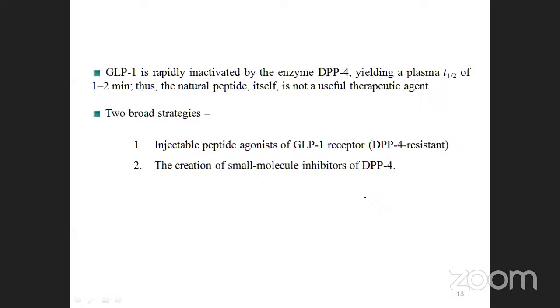So the enzyme is called DPP. DPP-4 takes that GLP-1 peptide and cleaves it into amino acids. So now we have two strategies. One is we can develop a GLP-1 that is resistant to this DPP.